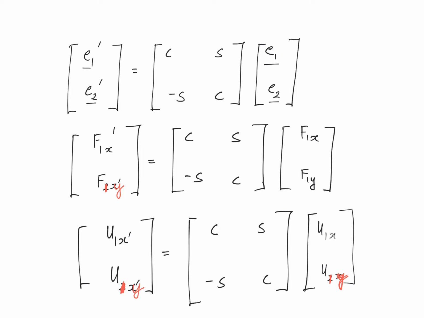Okay, so this is the force acting at node 1 in the xy coordinate system. This is the same force acting at node 1 in the x prime y prime coordinate system. This is the displacement of node 1 in the x prime y prime coordinate system. This is again the displacements of node 1 but in the xy coordinate system. Makes sense? So this matrix is really handy.